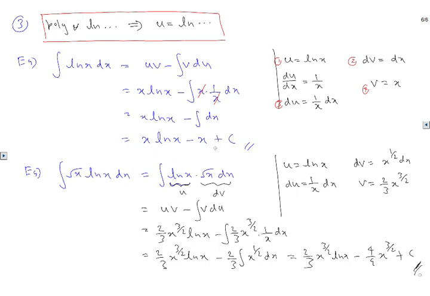Good. So we already talked about 3 types. We have polynomials and trig functions: we pick the polynomial. We have polynomials and exponential functions: we again pick the polynomial. But if you have polynomials and log functions, we're going to pick the ln function as u.